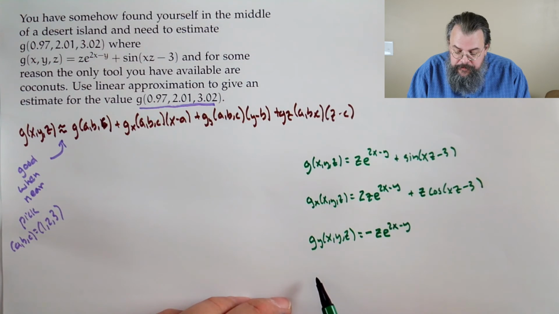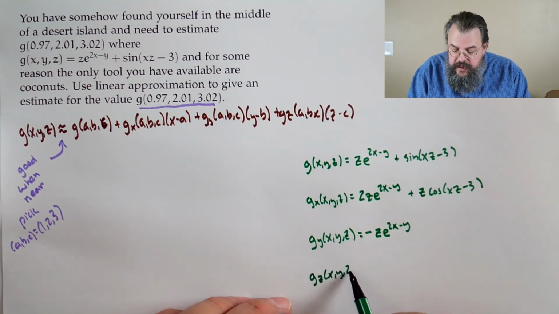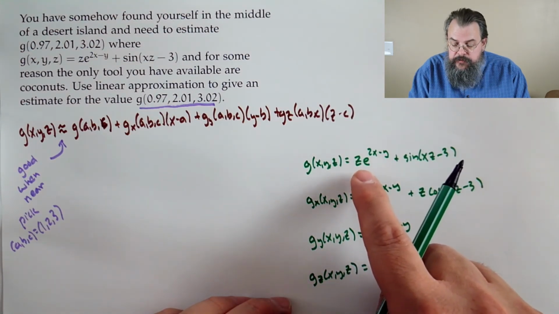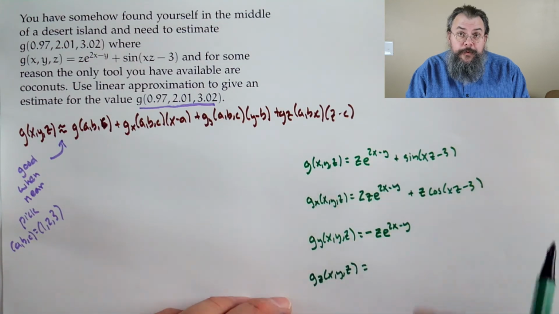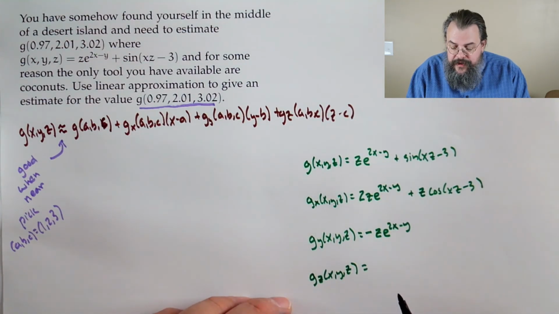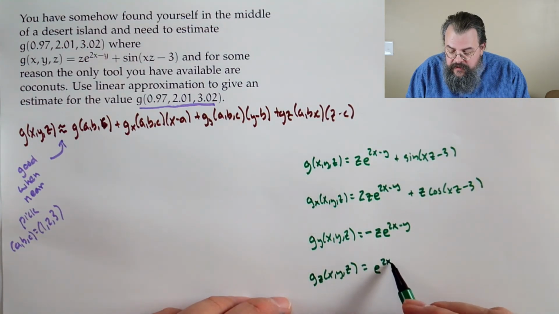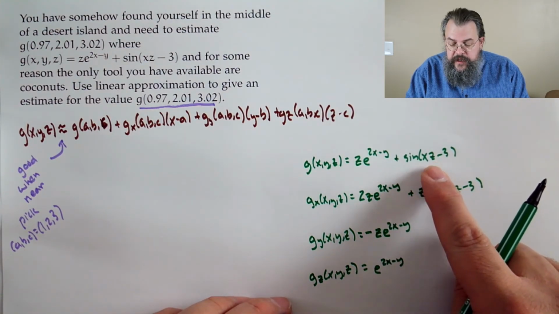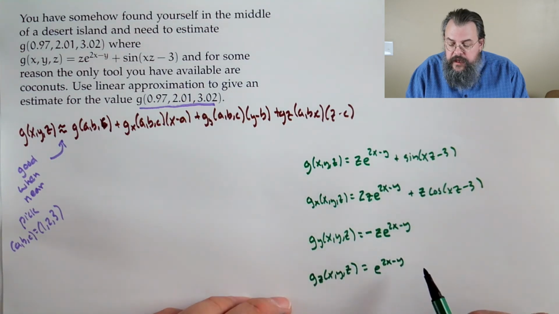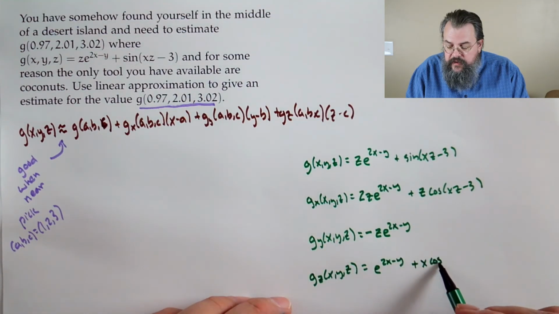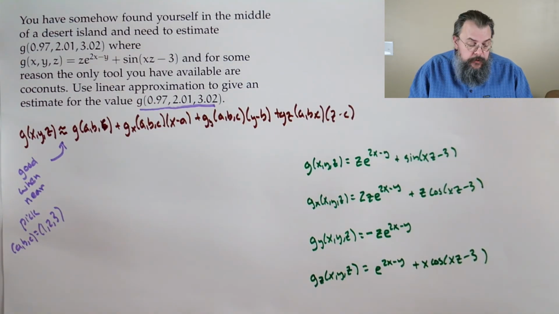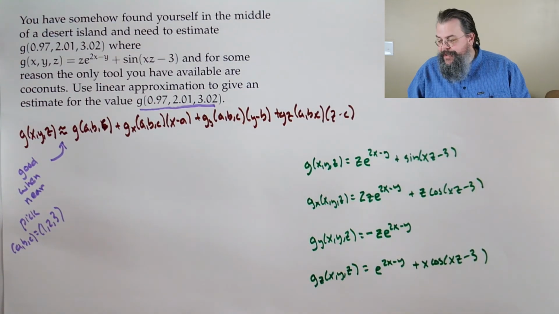g sub z, well, there's a couple of z's, but they're pretty straightforward. There's a z here, and so that's just z times a constant when we take the derivative with respect to z. So e to the power 2x minus y. Again, a chain rule. When we take the derivative with respect to z, there will be an x. So plus x cosine xz minus 3. Good. Well, plug stuff in.